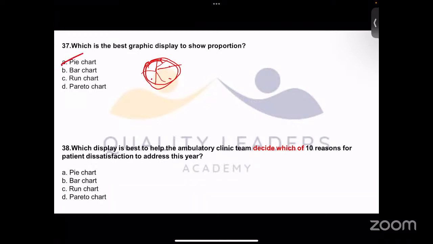Number 38, which display is best to help the ambulatory clinic team decide which of 10 reasons for patient dissatisfaction to address this year? A, pie chart, B, bar chart, C, run chart, D, Pareto chart. Okay, they want to prioritize the most important issue. So meaning prioritization. When we say prioritization, it is the Pareto chart.